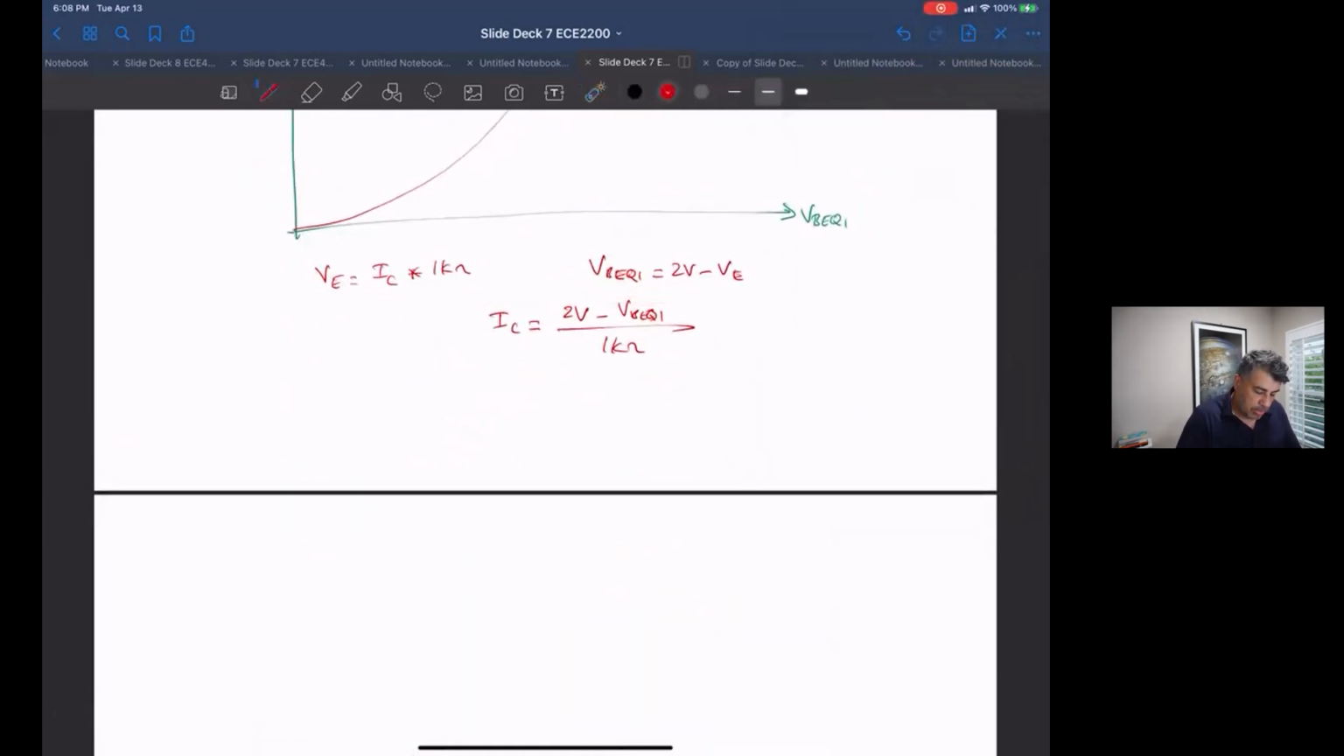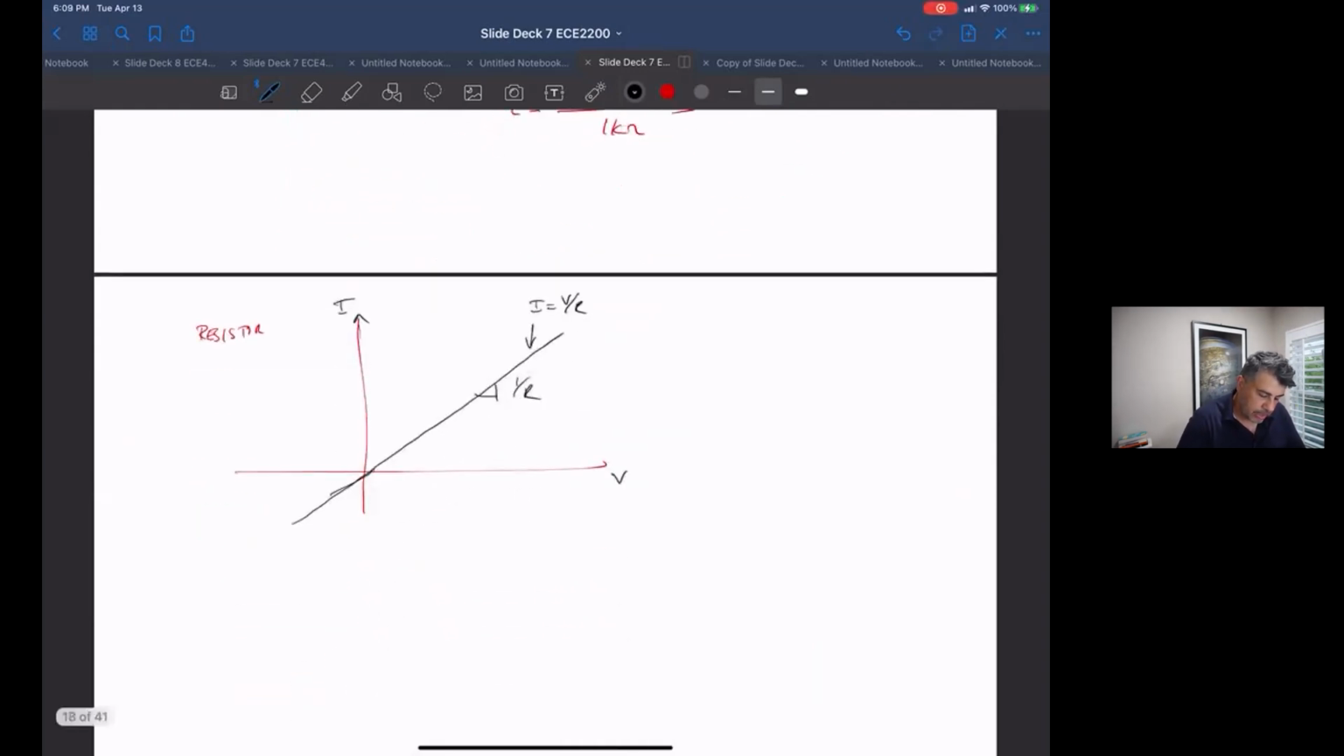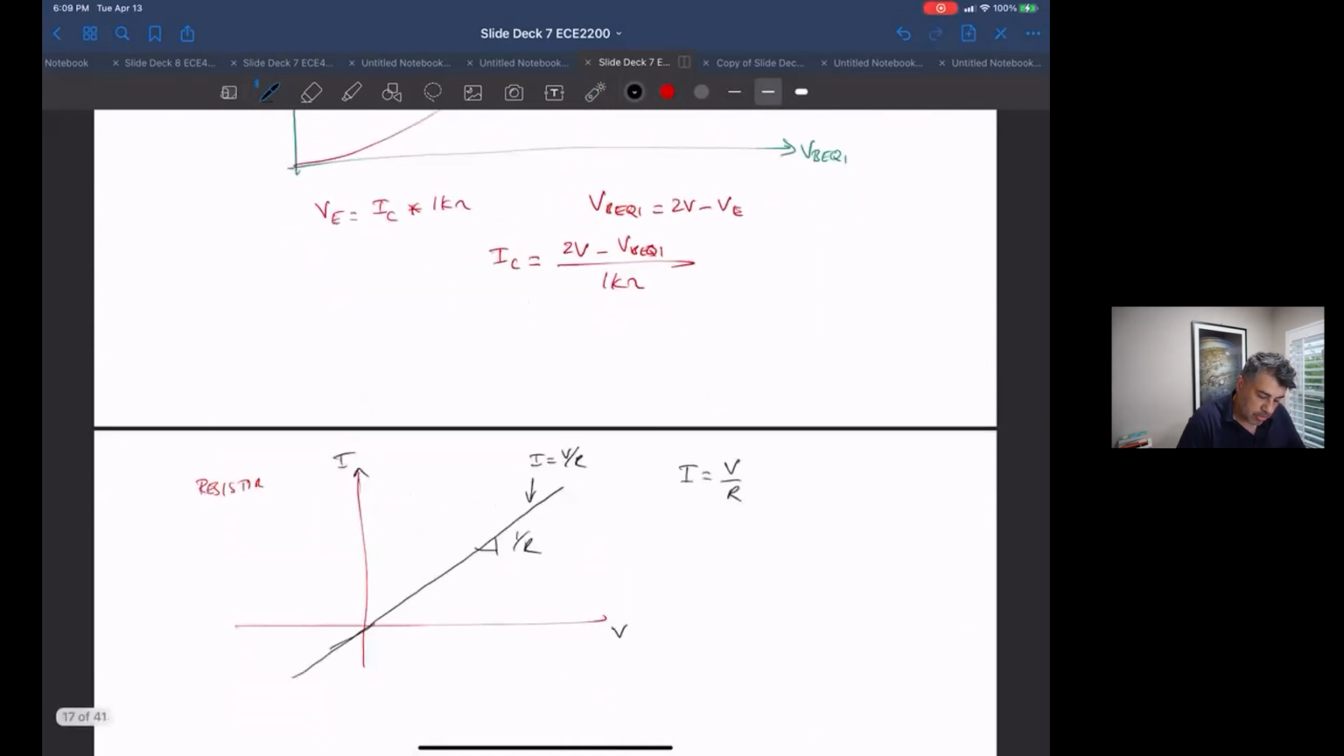Remember that a resistor has a graph like this, going through 0, right? With I and V axes. This equation is I is equal to V over R, and this slope is 1 over R. Okay? So that's this equation, I is equal to V over R.